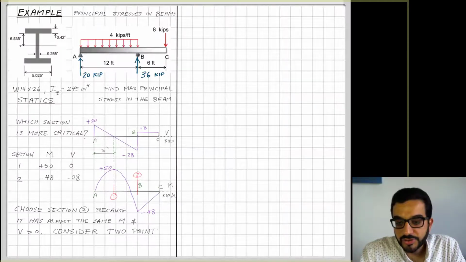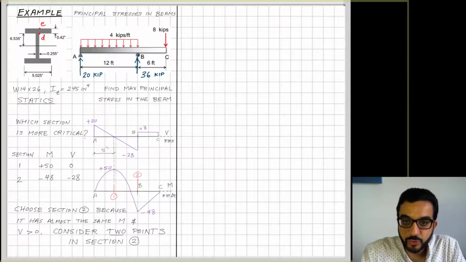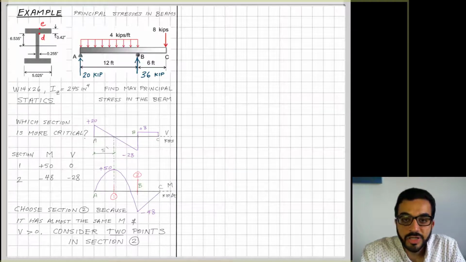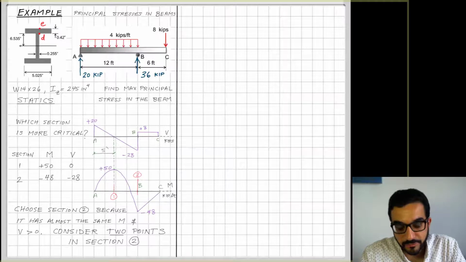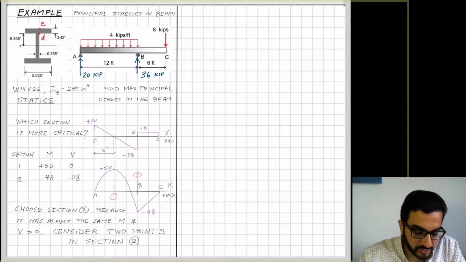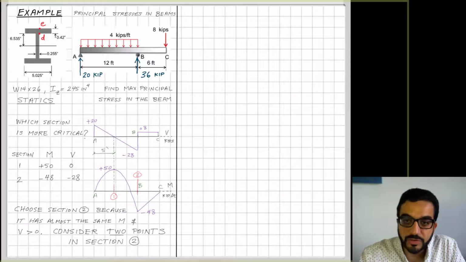When looking at section 2, we'll analyze two critical points, like we have seen in the previous video. In wide flange sections, and sections in general that have a dramatic change in the width, we will have to analyze the top or bottom points, where the flexural stresses are extreme, and also the point where the transition in the width of the section happens, which is basically the junction of the web and flange. We will analyze the shear and normal stresses developing, and the resulting principal stresses.